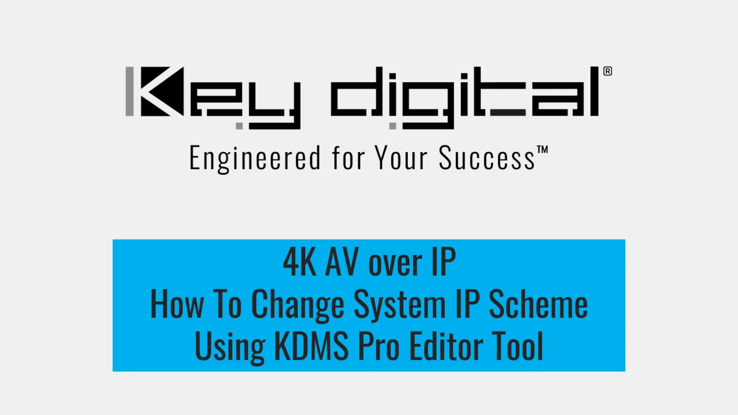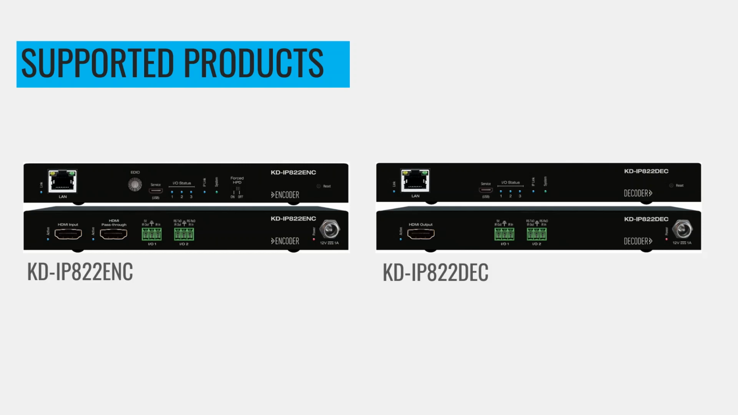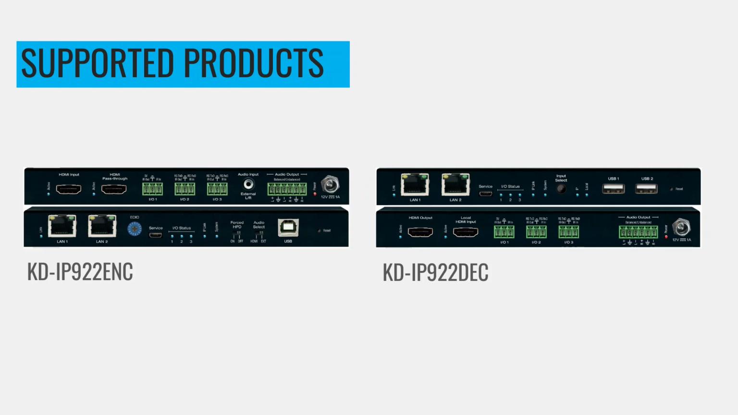This video will walk through the process of changing the IP scheme of an existing KeyDigital 4K AV over IP system using the System Editor tool in KeyDigital Management Software Pro. The KDMS Pro System Editor tool is compatible with KeyDigital's 4K AV over IP products, KD-IP822ENC encoder and DEC decoder, KD-IP922 encoder and decoder, and KD-IP1022 encoder and decoder.